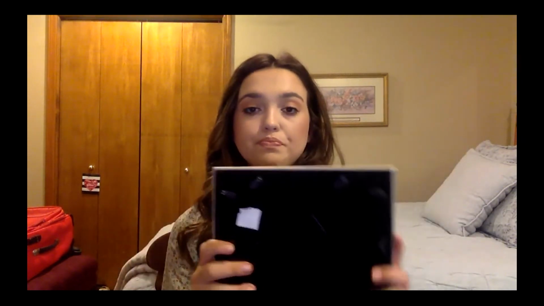Just watch. All right, so my first object that I'm going to measure is this picture frame. This picture frame has a nice picture in it. I'm not going to show it, but it's of my family members.